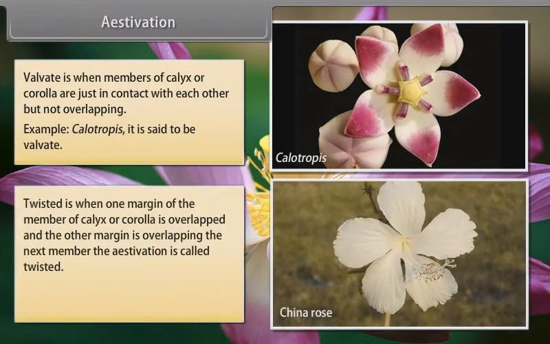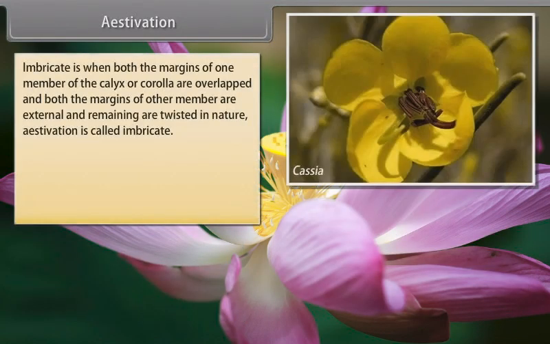Twisted is when one margin of the member of calyx or corolla is overlapped and the other margin is overlapping the next member. The aestivation is called twisted. Example, China rose, lady's finger, and cotton, etc. Imbricate is when both the margins of one member of calyx or corolla are overlapped and both the margins of another member are external and remaining are twisted in nature. Aestivation is called imbricate. Example, Cassia, gulmohar, etc.